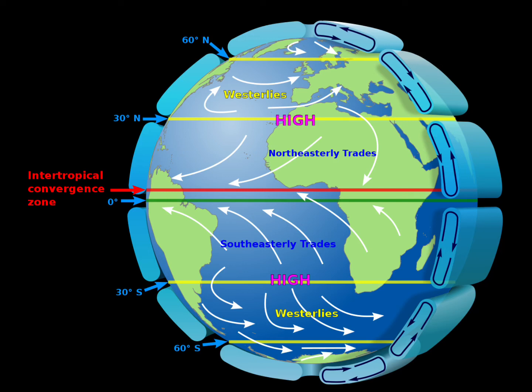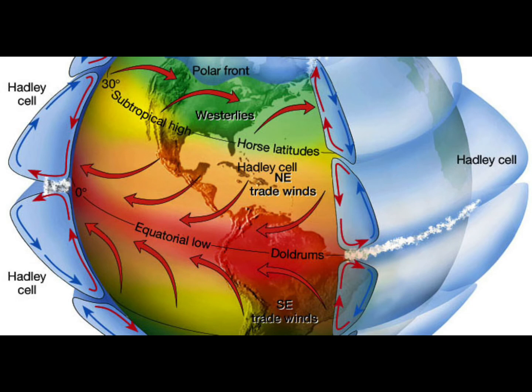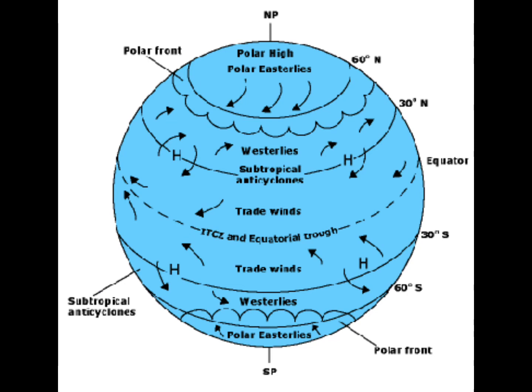Excuse me. And so basically at 30 degrees, there are high pressure zones of descending air known as the horse latitudes or the subtropical highs. It's also a mouthful. And then going on at 60 degrees, remember the 30-degree increments, lies a low pressure region called the polar front.